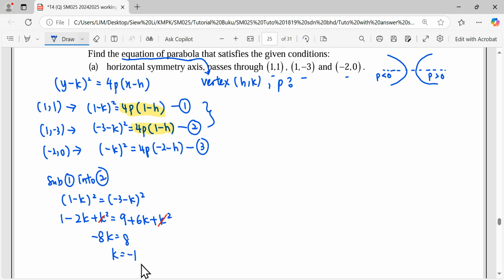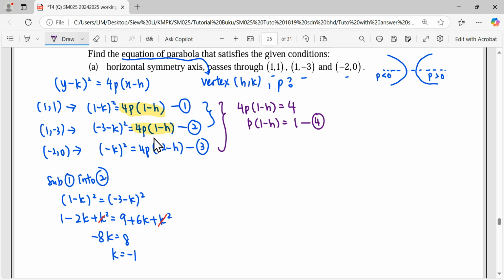So once we get k is negative 1, we can update and get the latest equation when k is negative 1. So this 4p(1 minus h) will equal, with k as negative 1, negative, negative becomes positive, 1 plus 1 is 2, 2 squared equals 4. So p(1 minus h) equals 1. This is our latest equation number 4.